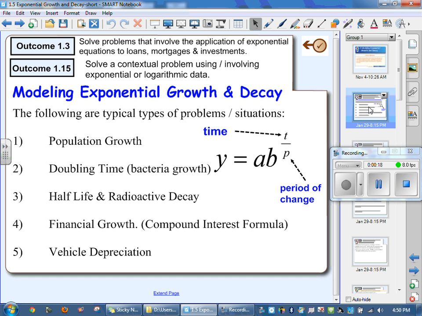The first kind, we talk about population growth. We also talk about bacteria growth. We also talk about half-life and radioactive decay. We also talk about financial growth. And we also talk about depreciation. Okay, so let's take a look at what those mean.